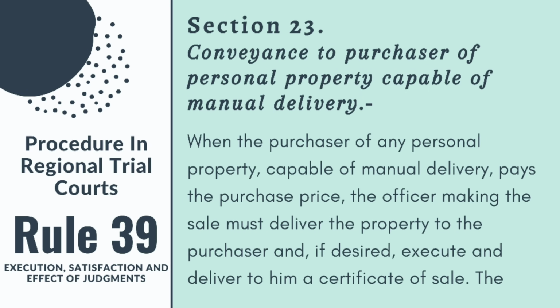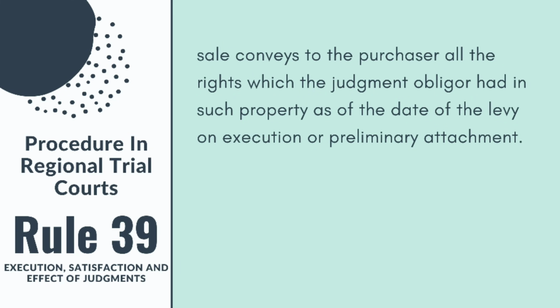Section 23. Conveyance to purchaser of personal property capable of manual delivery. When the purchaser of any personal property, capable of manual delivery, pays the purchase price, the officer making the sale must deliver the property to the purchaser and, if desired, execute and deliver to him a certificate of sale. The sale conveys to the purchaser all the rights which the judgment obligor had in such property, as of the date of the levy on execution or preliminary attachment.